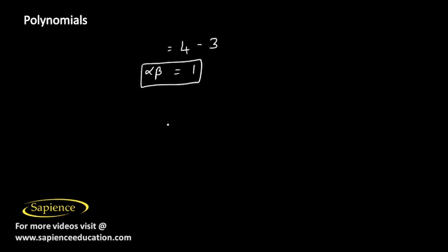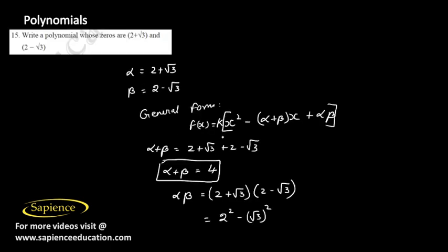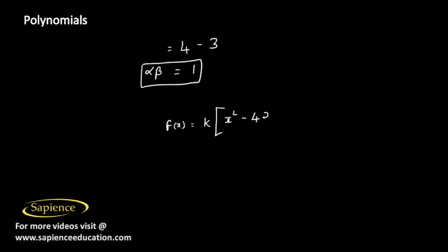So we can say that f of x is equal to k into x square minus alpha plus beta, which is 4, plus alpha beta, which is 1. This is the required polynomial.